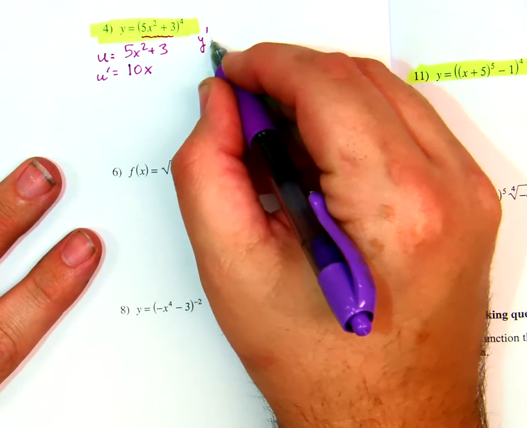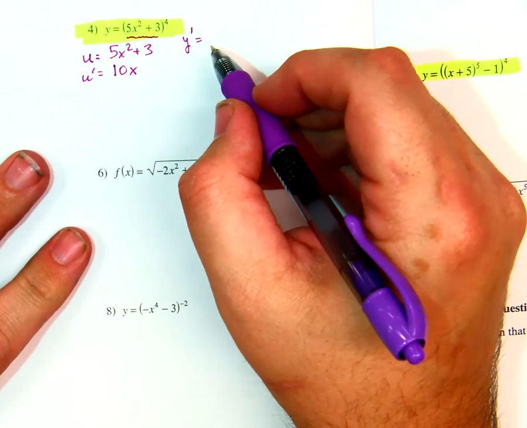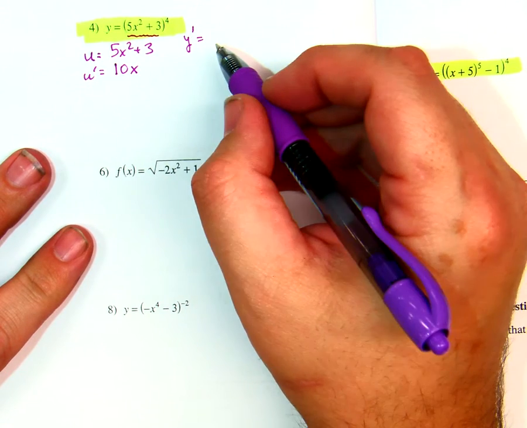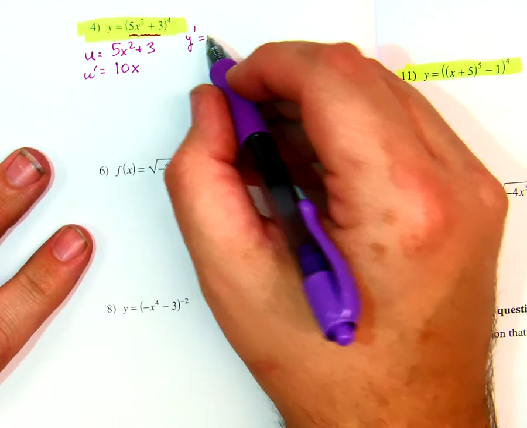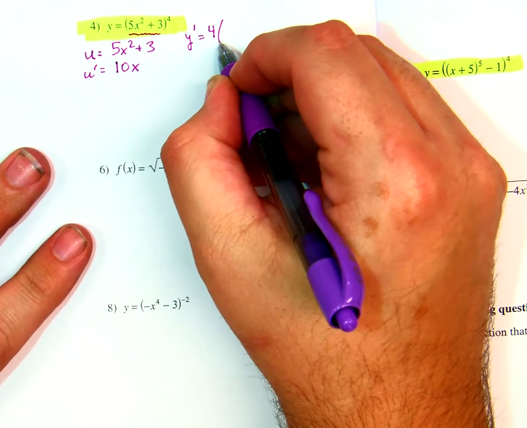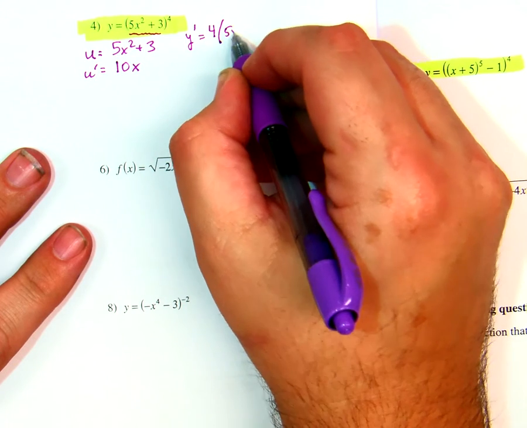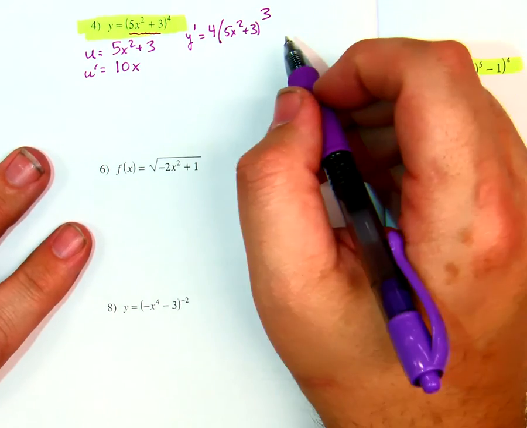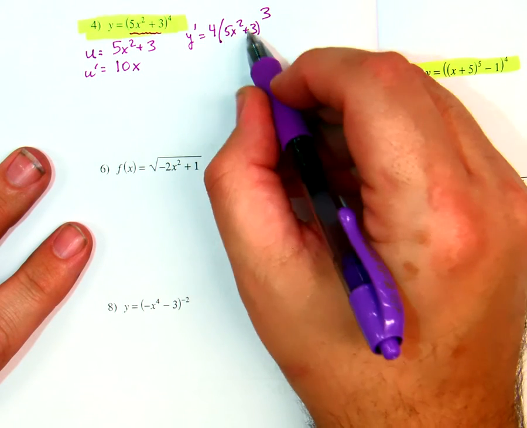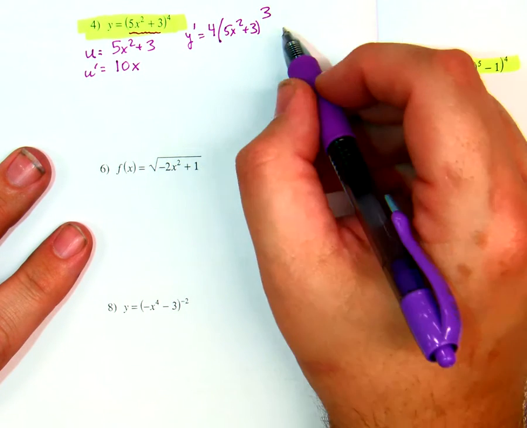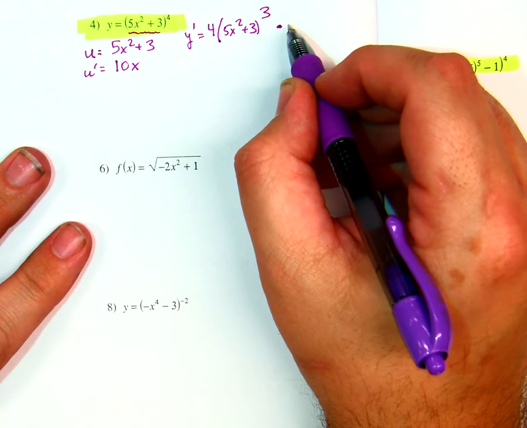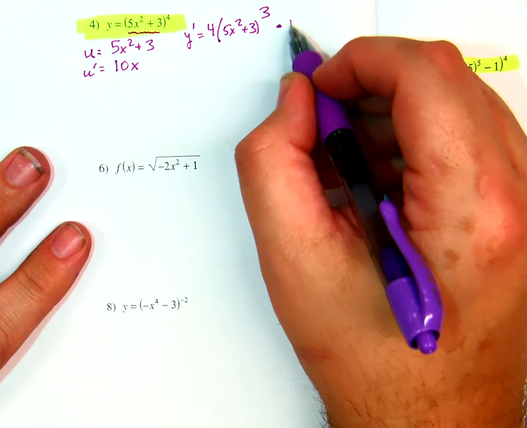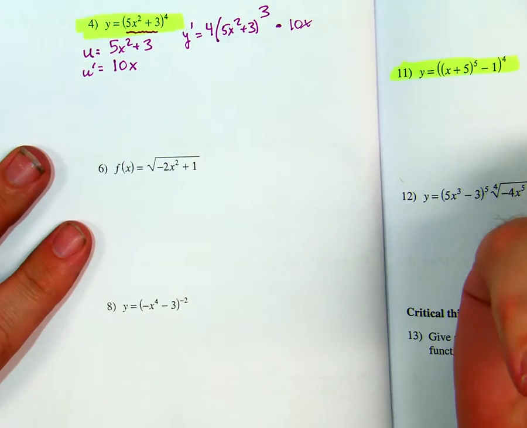So now, y prime, the derivative of y, or dy dx, if you want to think of it like that, that's going to be 4 times 5x squared plus 3 to the third power. Now, is this x? So I have to take the derivative of that, which is 10x, which we already figured out.